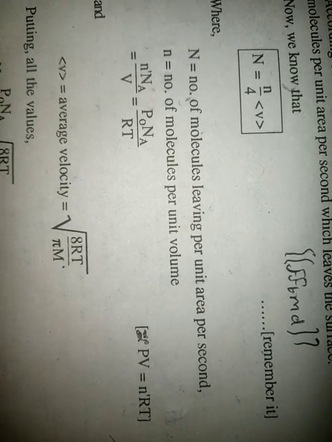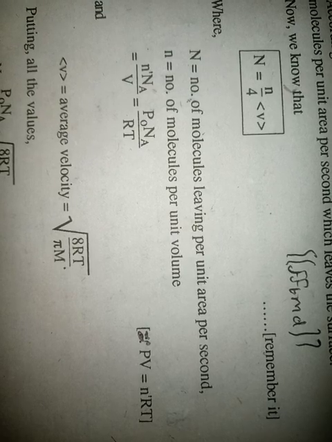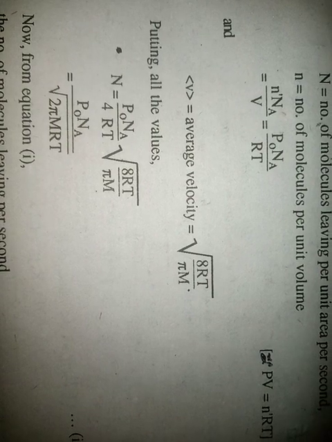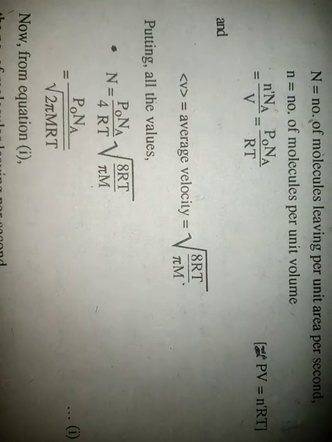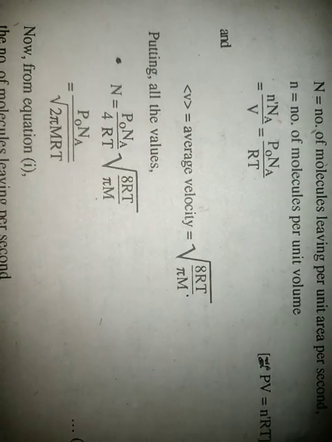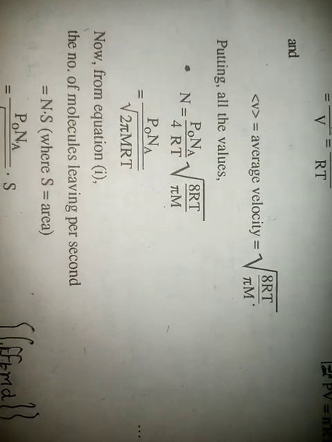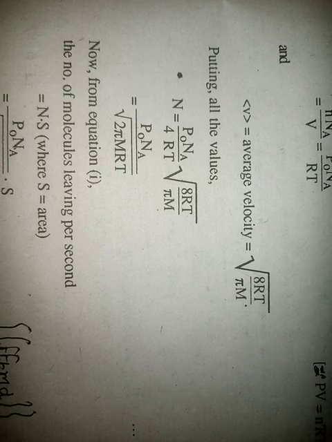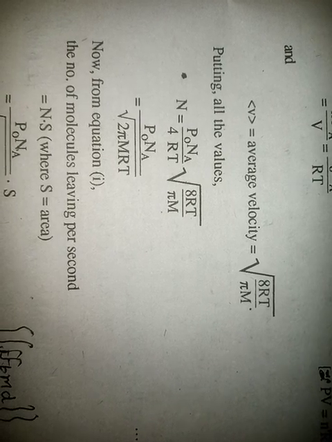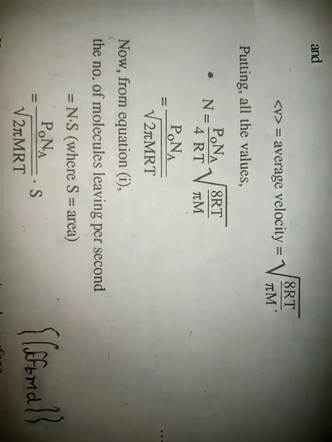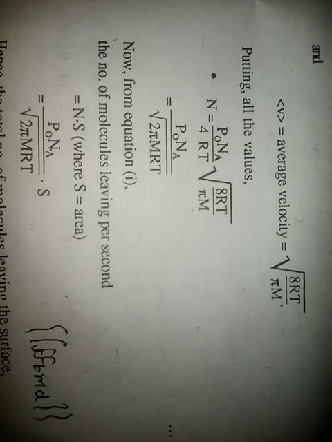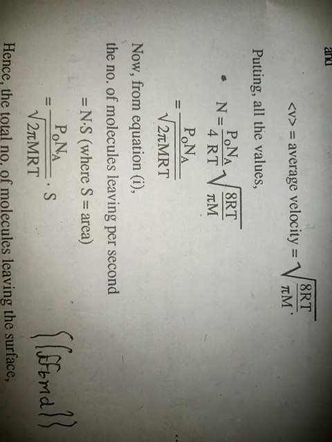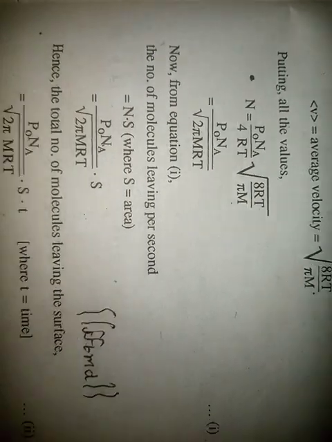Since pV equals n'RT, n' is the number of moles, and average velocity equals under root 8RT by πM. Putting all the values, we have N equals p0 Na by 4RT into under root 8RT by πM, equals p0 Na by under root 2πMRT.